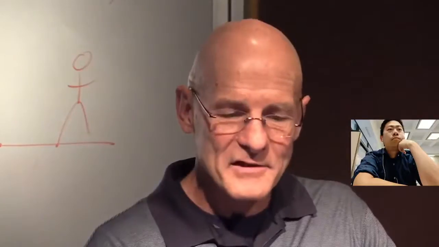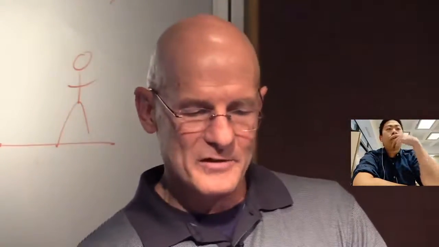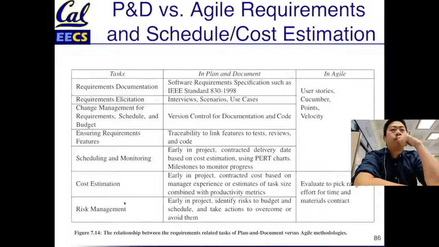So these are all the things you need to do as a manager, and we put this side by side in the table, which you may be able to read. So here are the 7 steps on the left. The requirements documentation, elicitation, change management, schedule, budget, ensuring requirements features, scheduling and monitoring, that all corresponds to user stories, points, and velocity, right? Which I just talked about in the last couple of segments, and is relatively intuitive. Boy, this is what that replaces, for Agile.